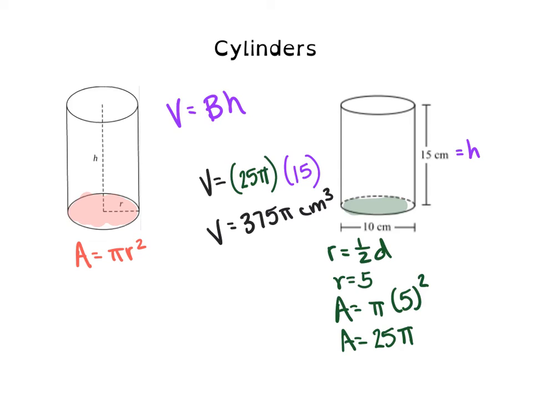If I want an approximate answer, I would take that pi and do 375 times 3.14 for the approximation for pi, and that can give you the approximate answer of 1,177.5 centimeters cubed. So again, finding the volume of a cylinder is just like a prism. You're going to find the area, instead of the base now being a triangle or rectangle, it's now a circle. So find the area of a circle, stack that area by its height, and then multiply.